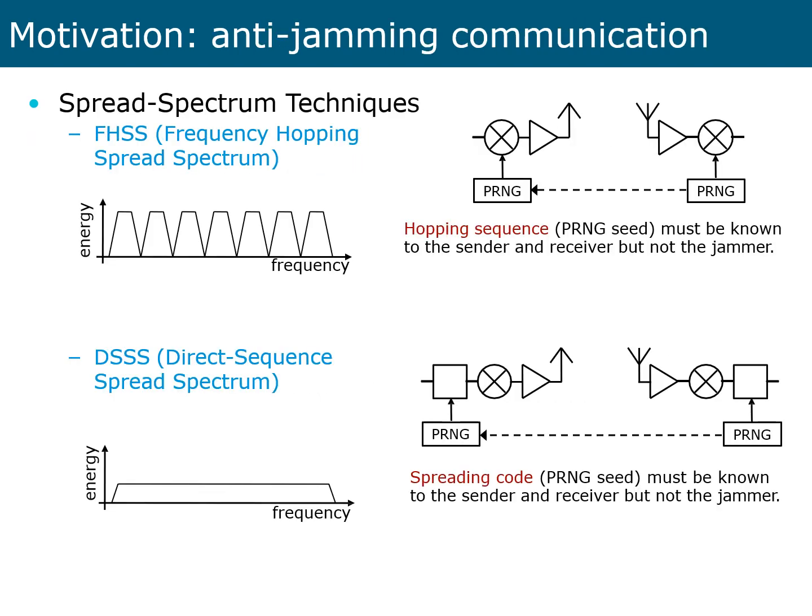Next, we have anti-jamming communication. Here, among the spread spectrum techniques, we have frequency hopping spread spectrum and direct sequence spread spectrum. So hopping sequence and spreading code. Here we have shown the hopping sequence as well as the spreading code.